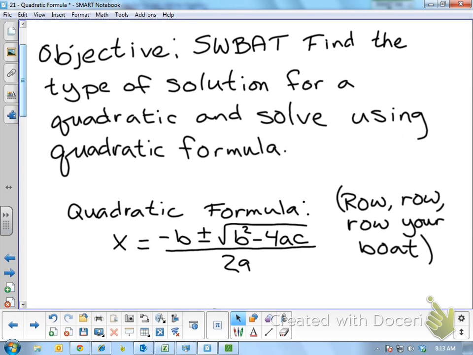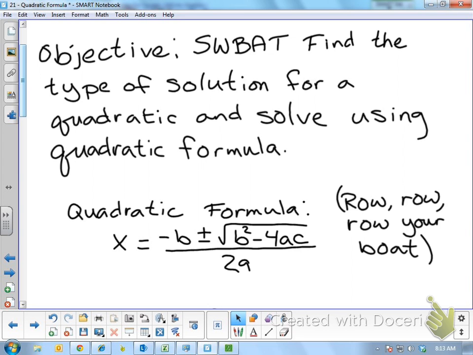So, I will only do this once for each class, so don't ask me to do it a second time. This is how I remember the quadratic formula. It's to row, row, row your boat. Oh, now I have Pop Goes the Weasel stuck in my head.